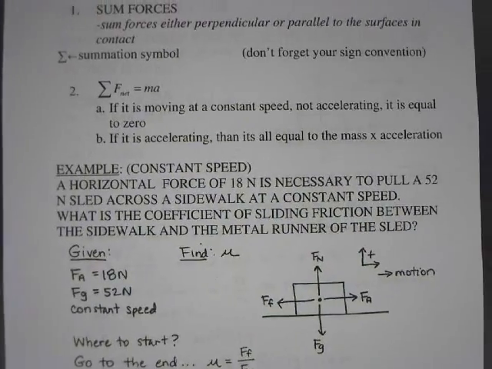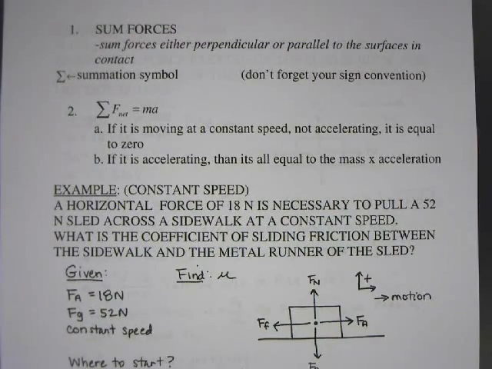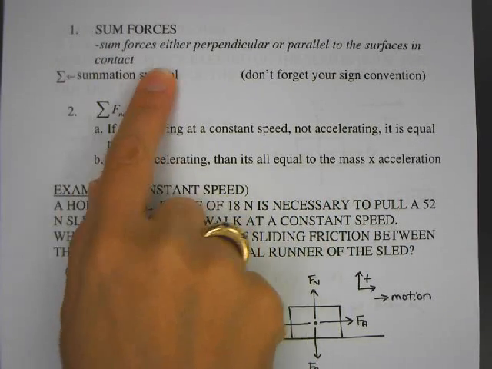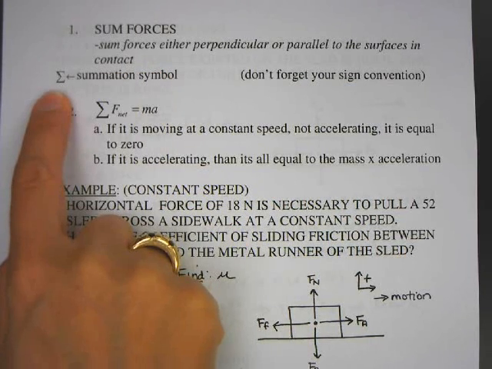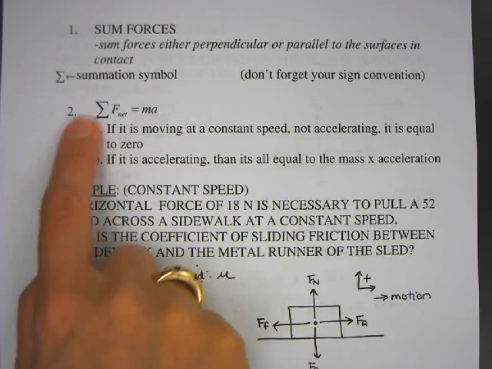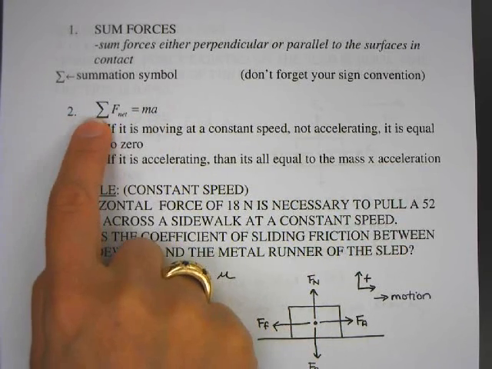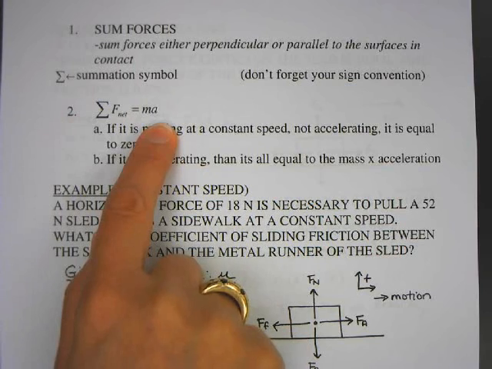Now, I'm going to teach you step by step how to work problems involving friction. What I want you to do is do the steps that I tell you, and then there's never going to be a question of what do I have to do next? So in every problem, we're going to sum forces. We're going to sum forces vertically and horizontally to the surfaces in contact. So remember, this is a summation sign, and when we sum forces, we're going to use the equation summation of F net is equal to MA.